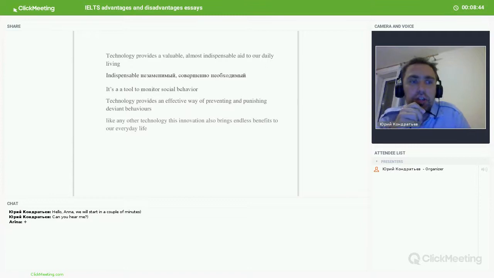Technology provides a valuable, almost indispensable aid to our daily living. You can say it's a tool to monitor social behavior. Technology provides an effective way of preventing and punishing deviant behaviors. And like any other technology, this innovation also brings endless benefits to our everyday life. So these are the expressions. Now let's look at some ideas.